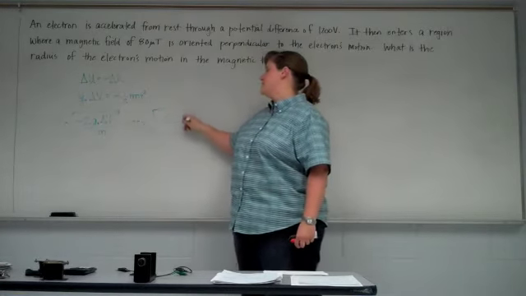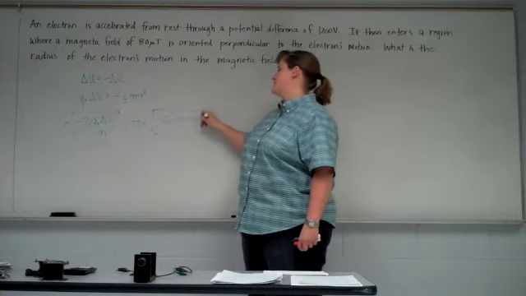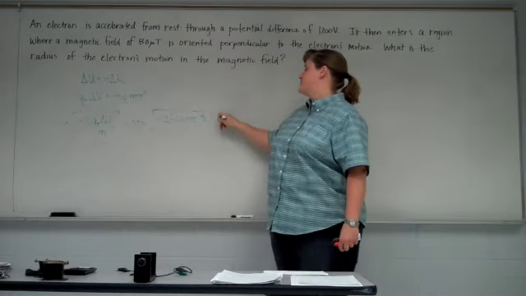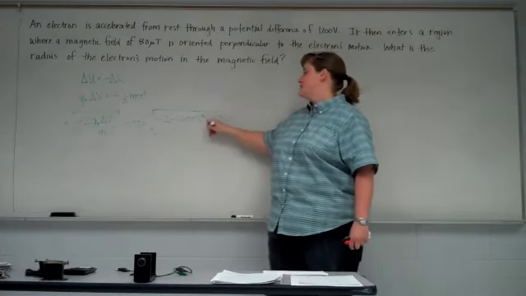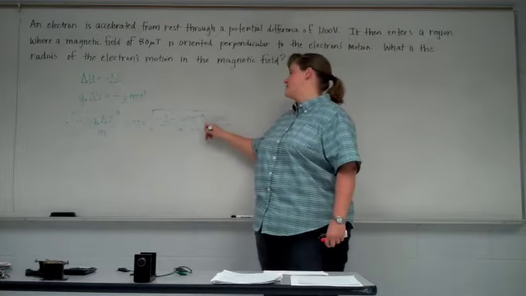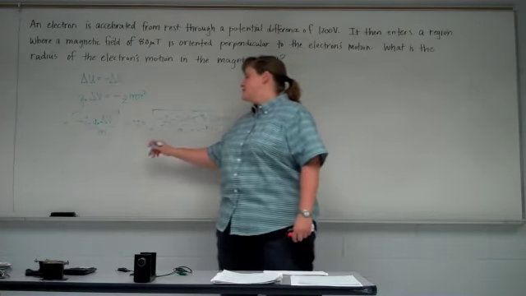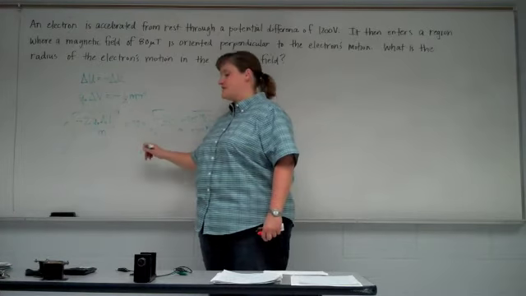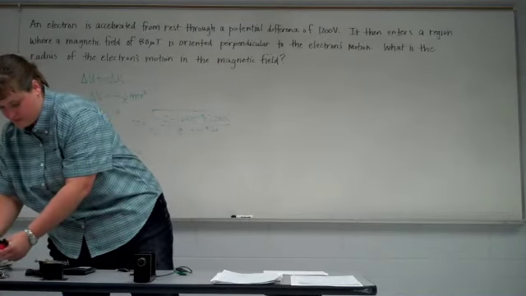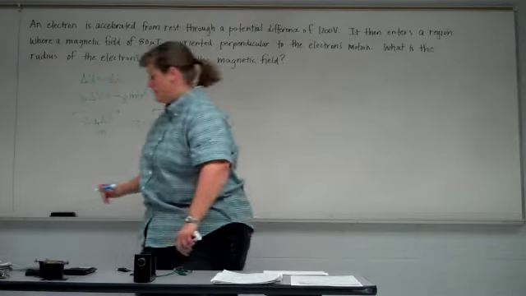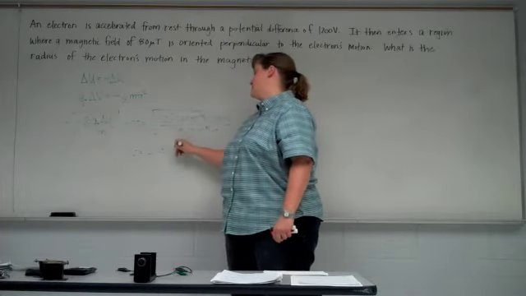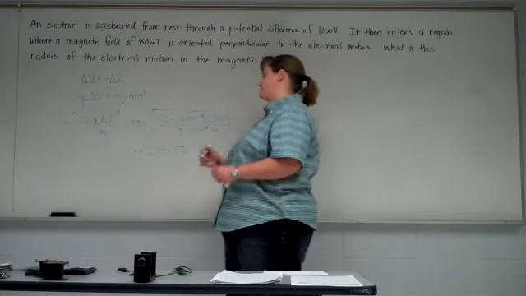Charge on an electron, negative 1.6 times 10 to the negative 19 coulombs. Delta V was 1200 volts. Mass of an electron, 9.11 times 10 to the negative 31 kilograms. So the speed of this electron ends up being 2.05 times 10 to the 7th meters per second.